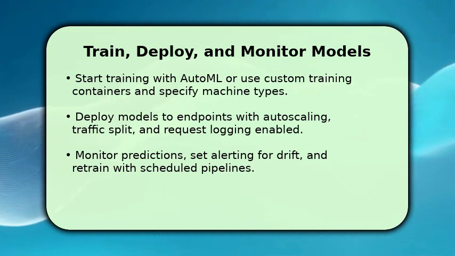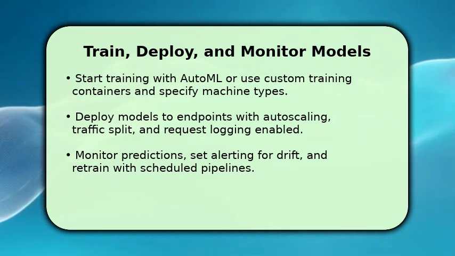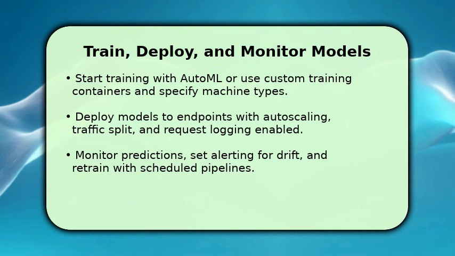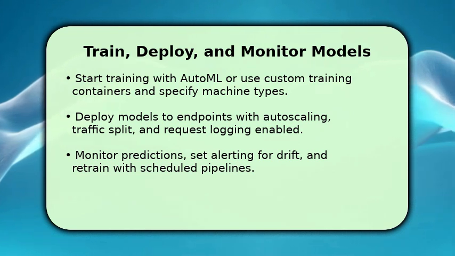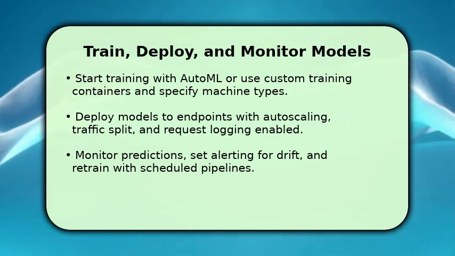Secure endpoints with IAM, request-level authorization, and network restrictions. Monitor predictions, set alerting for drift, and retrain with scheduled pipelines when performance drops. Export model versions and use rollout strategies to validate new models in production.